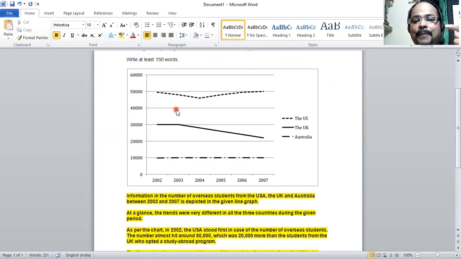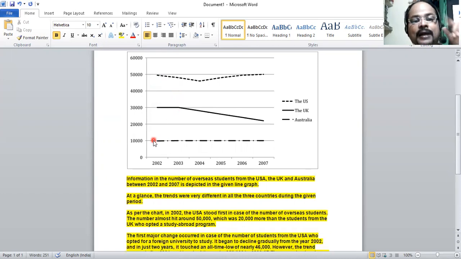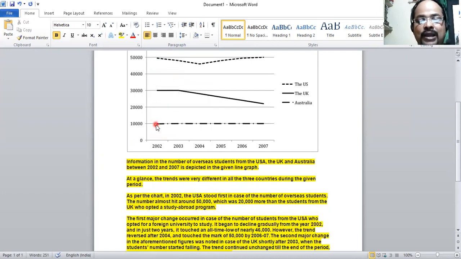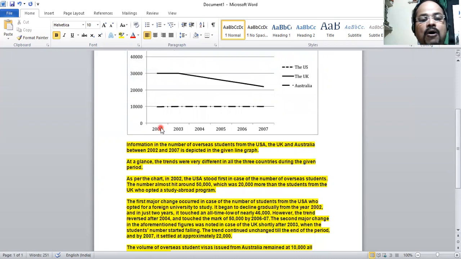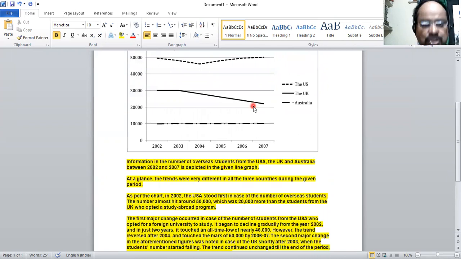We have not said the data of Australia here because it is separate. We have said it at last, so we are not going to repeat it. We have said at large, the volume of overseas student visas issued from Australia remained 10,000 all through the period. So all through the period, there was no change.